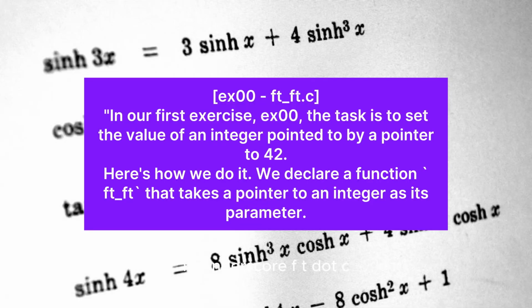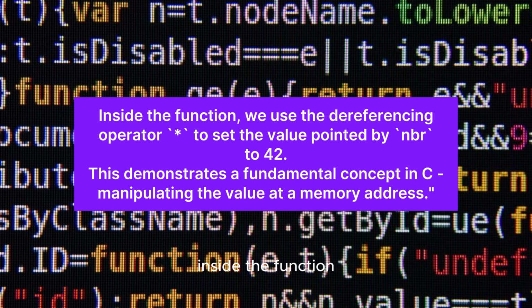X00. ft_ft.c. In our first exercise, X00, the task is to set the value of an integer pointed to by a pointer to 42. Here's how we do it. We declare a function ft_ft that takes a pointer to an integer as its parameter. Inside the function, we use the dereferencing operator asterisk to set the value pointed by nbr to 42. This demonstrates a fundamental concept in C, manipulating the value at a memory address.